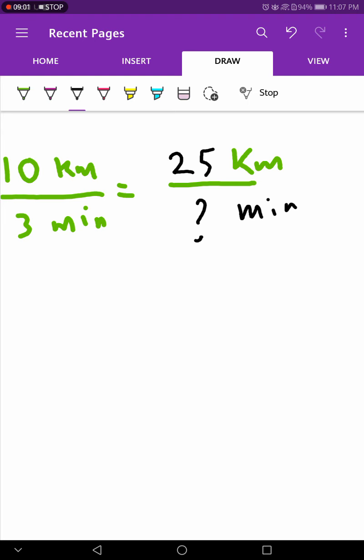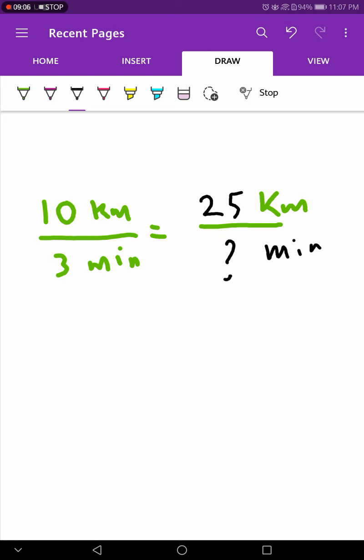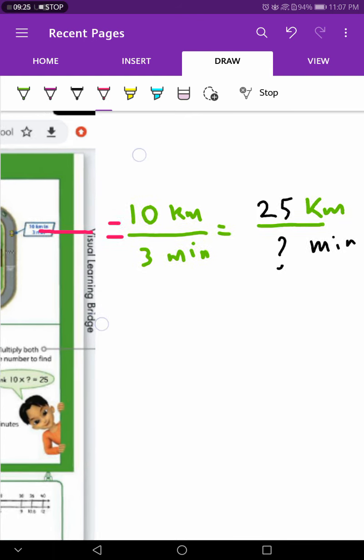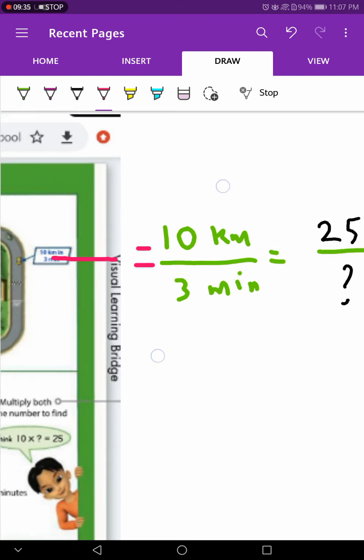Now teacher, let us ask my golden question: how does the 10 become 25? 10, 20, 30, I cannot. So what I have to do, I have to reverse one step back. Yes, one step back. Yes, let us do it. I will divide the 10 by 2, but the 3 not divided by 2. Doesn't matter.